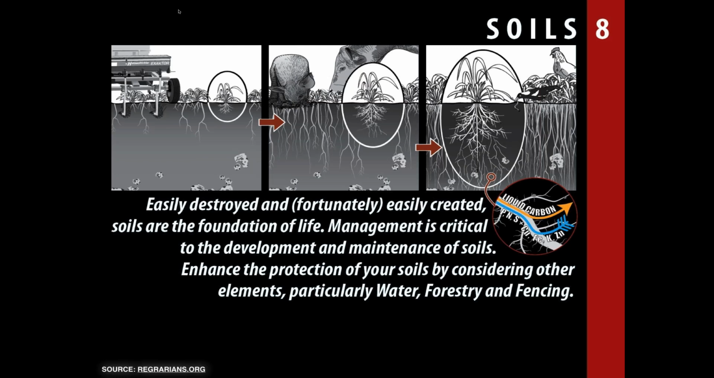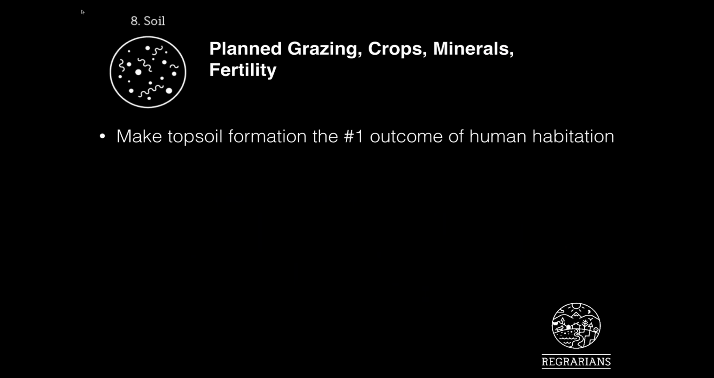So soils are the next thing. They're the lowest on the keyline scale of permanence for the reason that they're very easily destroyed and fortunately easily created. And by created, I mean that we convert dead subsoil into living soil. There's been any number of people who've worked to help us to understand that better. So with that, our primary policy from the perspective of this program is to make topsoil formation the number one outcome of all human habitation, and so that includes for you guys.